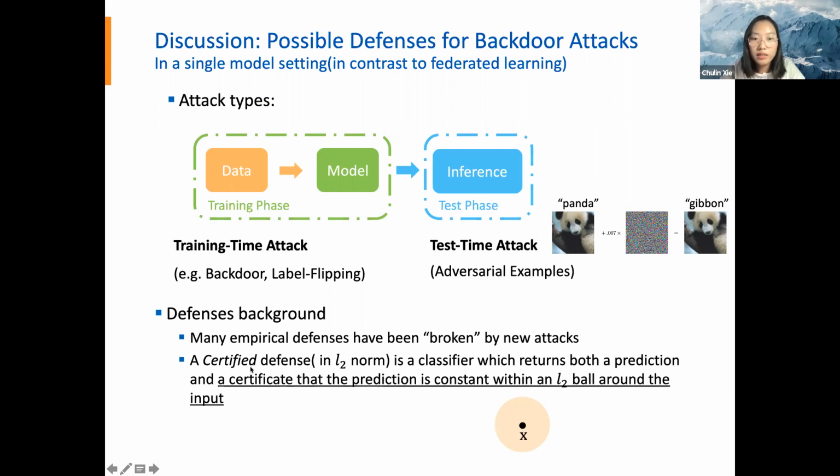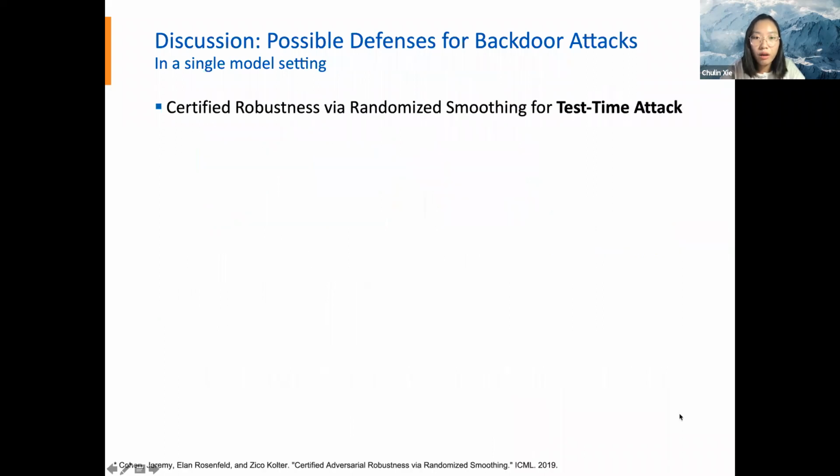A certified defense is a classifier which, when you evaluate it on an input X, returns not just a prediction but also a certificate that the prediction will remain constant within an L2 ball around the input X. Randomized smoothing was developed as a certified defense against adversarial examples for test time attacks.